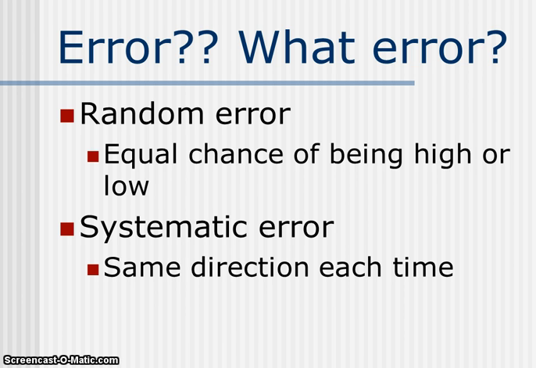So let's use an example. Let's say that we have a balance, and the balance is not calibrated correctly. Okay, let's say that the balance is off by 5 grams. That means that every time we put an object on that balance, it's going to be off by that same 5 grams. And that would be an example of a systematic error.